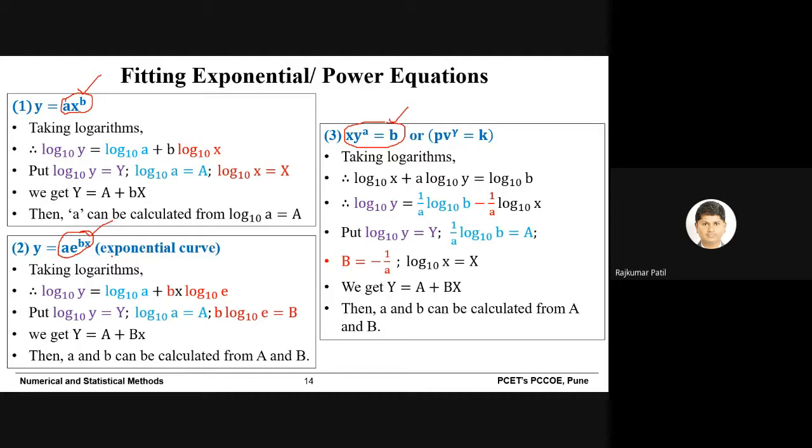Sometimes you may be asked to find the value of y for a given value of x as well. So that additional step you need to perform in some of the cases.